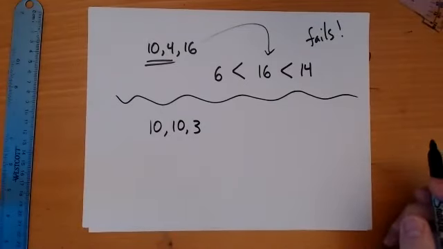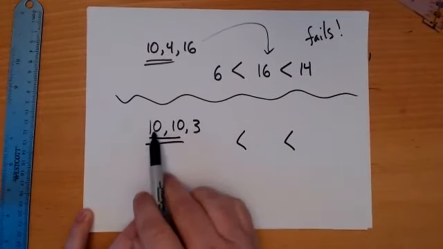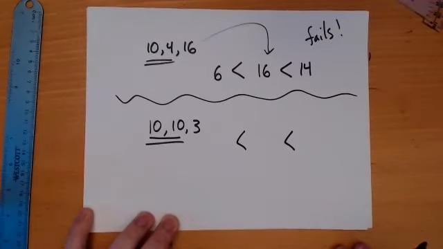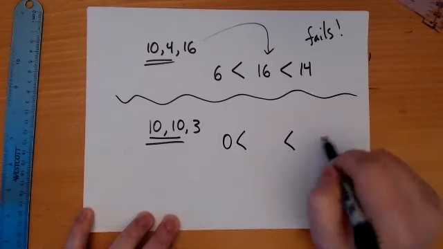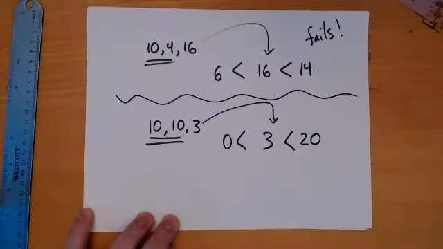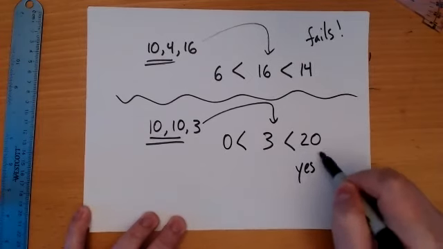Let's do this one. Let's take the first two: 10 and 10. If I subtract 10 and 10, what do I get? Somebody unmute and tell me. I should be hearing like 15 people screaming a number at me right now. What is 10 minus 10? Zero. Thank you. And 10 plus 10? 20. Thank you. And now I'm going to take my third number and stick it in the middle. Is this true? Yes. Zero is less than 3 and 3 is less than 20. This passes. Yes, it is a triangle.